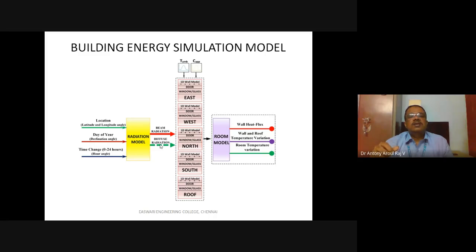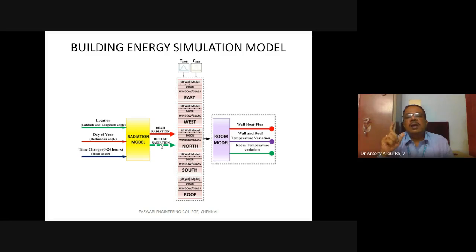So for any location, we have a latitude angle. For every latitude, the sun movement is given by the declination angle, and the hourly variation is given by the hour angle. You can call it the longitude angle also, but the correct term is hour angle only. Using this you can have an input radiation model, and this will be given to all the walls.